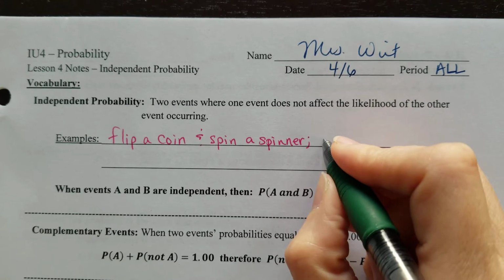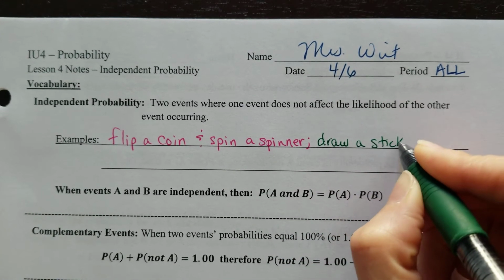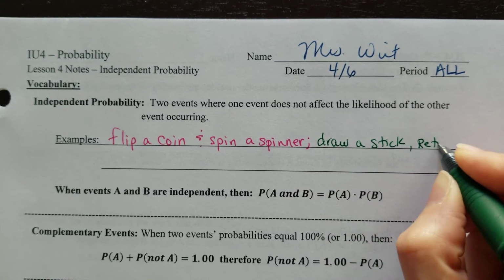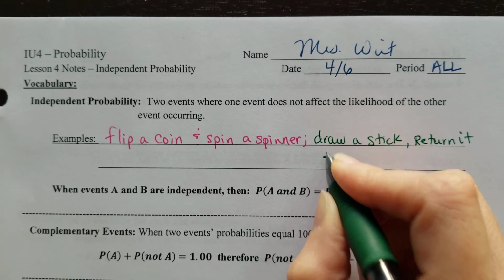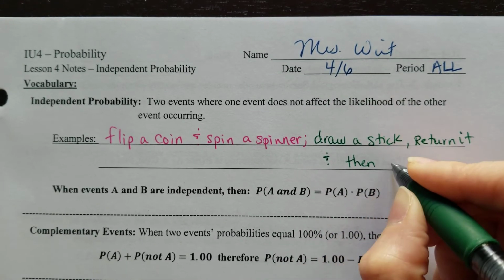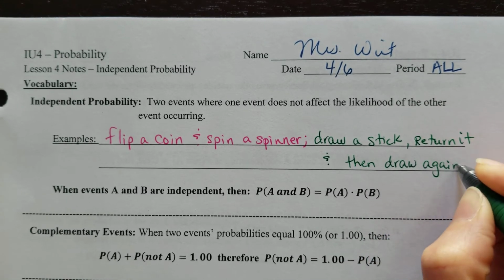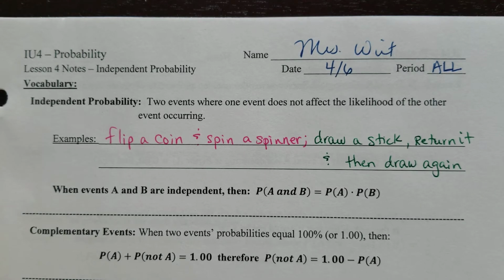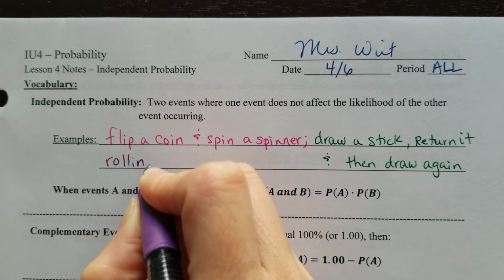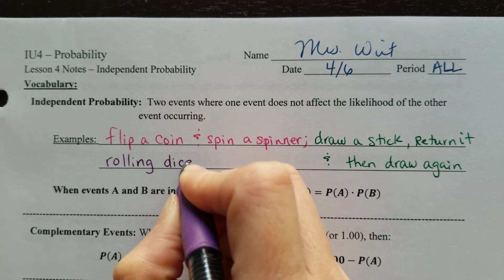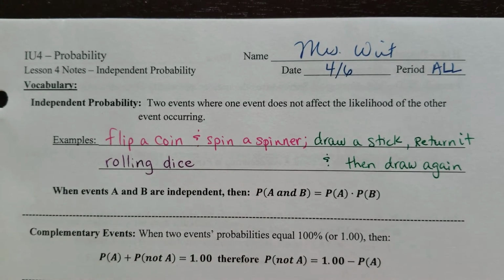Going back to the classroom, if I was to draw a stick from my cup, pull out one of your numbers, return that stick, and then draw again, that is also independent because everybody still has equal opportunity to be selected. There's no change in the probability there. And another example of independent probability would be rolling dice. If I roll a die and then I roll it again, the chances of events happening has not changed because the dice itself cannot change.